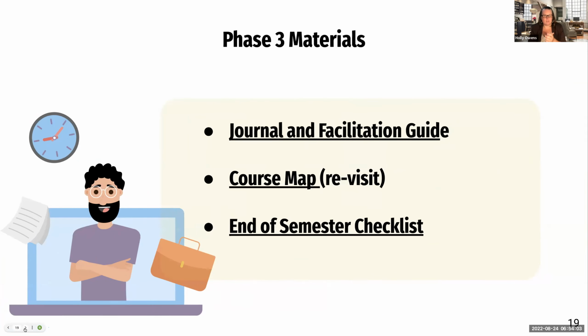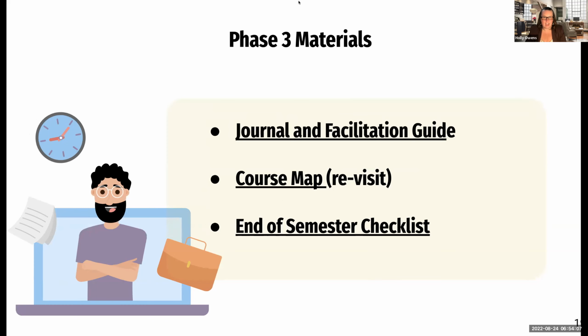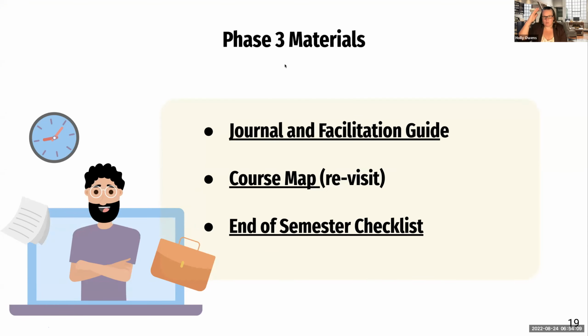So again, those phase 3 resources, the journal and facilitation guide, because you have access to that, it goes from getting started all the way down to week 12, 14, and you can always add weeks. Then the course map, and then in the course, the end of semester checklist. What do you need to do at the end of semester?